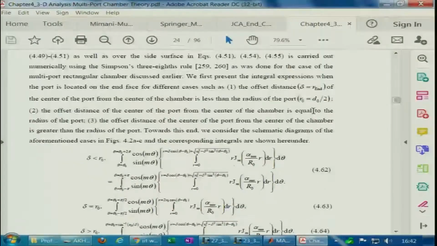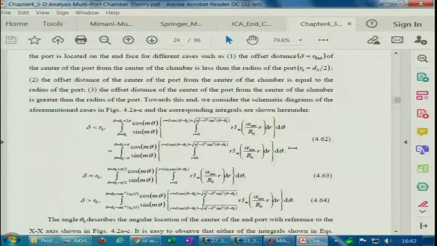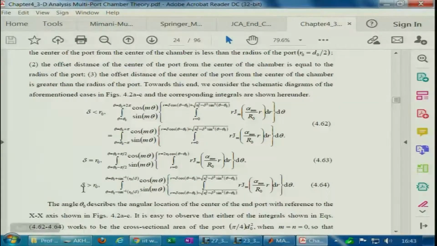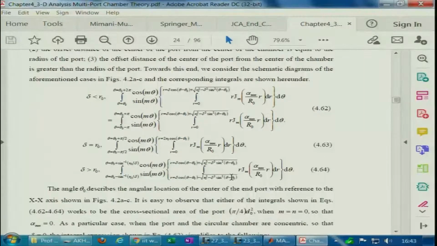So, this is my thesis in which the integral expressions were presented. So, if the port is located on the end surface, and the distance between the center of the port and the center of the circular chamber is less than the radius, then this expression would apply, cos m theta or sin m theta. These integral values are derived carefully, or you can also write this as theta naught. I mean, you can redefine the limits and all that. If it is exactly equal to the radius, then these limits apply, and if it is more than r naught, then the other limits sort of apply.